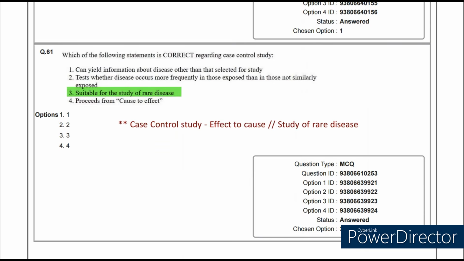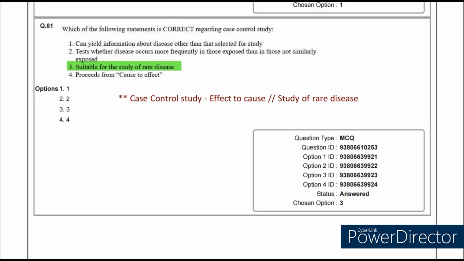Now coming to question number 61, which is again a direct question on case control study. It is very easy because we all know that a case control study starts from effect to cause, or from disease to exposure, right? So the correct option should be that it is suitable for the study of rare diseases. So option 3 is correct.